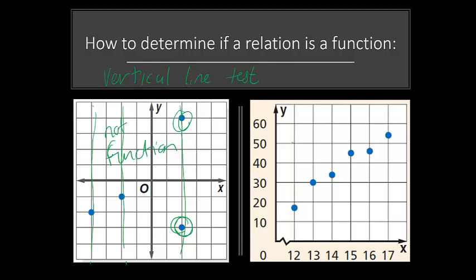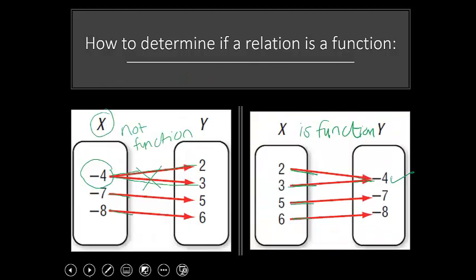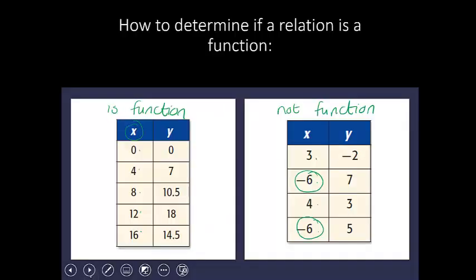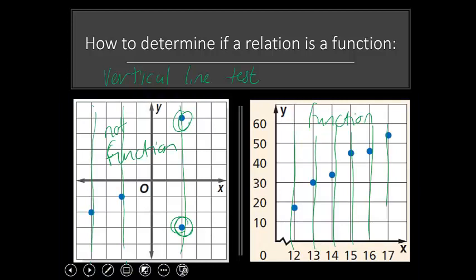In the same way over here, I've got one dot, one dot, one dot, one dot, one dot, one dot. This is a function. Let's review. When we're looking at a mapping, we say that there cannot be two arrows. A function has only one arrow. When we look at the coordinates, the x is not repeated. A function has got no repeated x's. If you're looking at a table, the x cannot repeat. No repeated x's. And if you're looking at the graph, you cannot have two dots on the same x value, so the x cannot repeat.